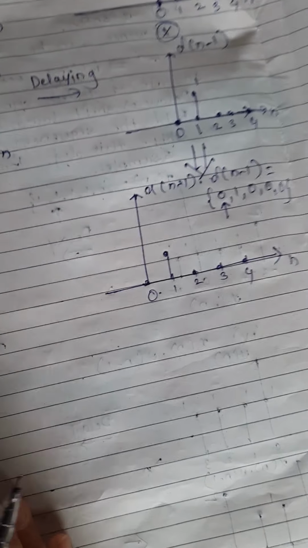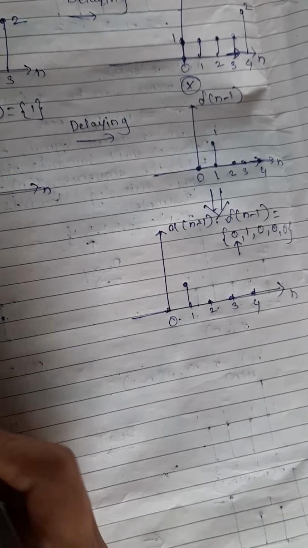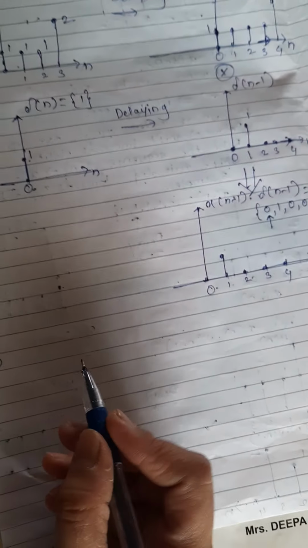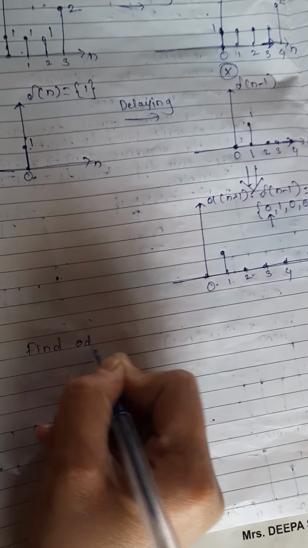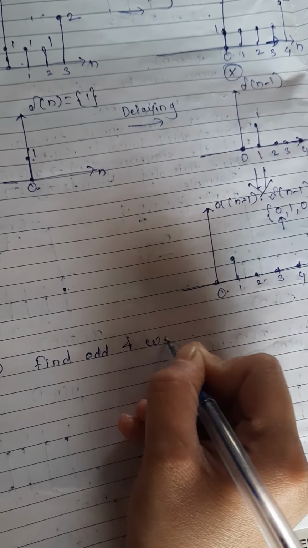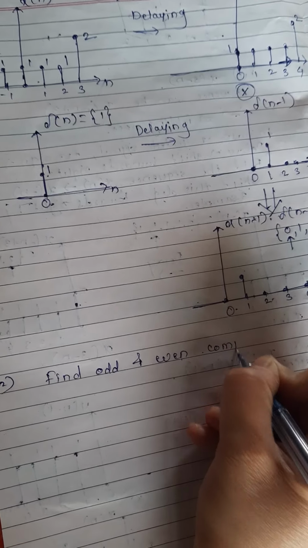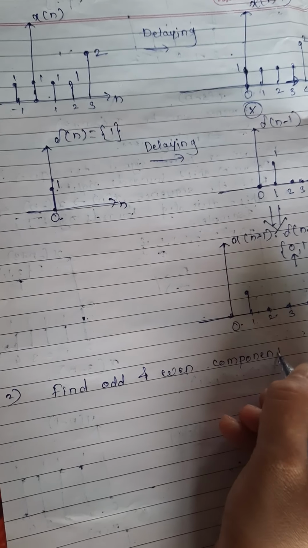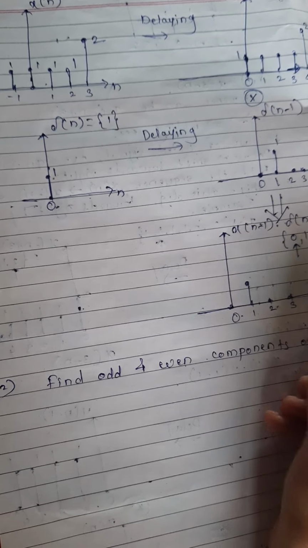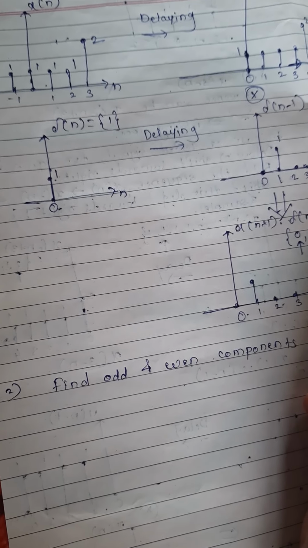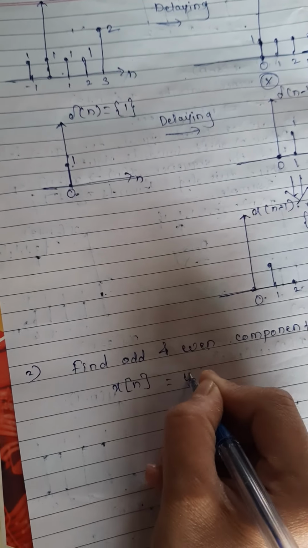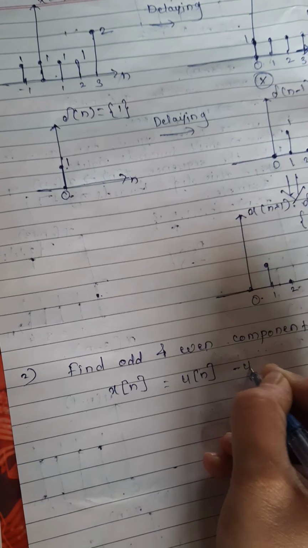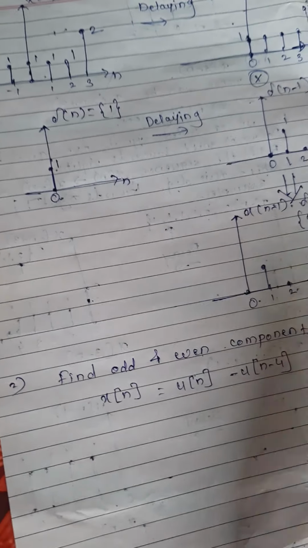Now the next problem is different, that is, find odd and even components of the signal. So x of n is equal to u of n minus u of n minus 4.